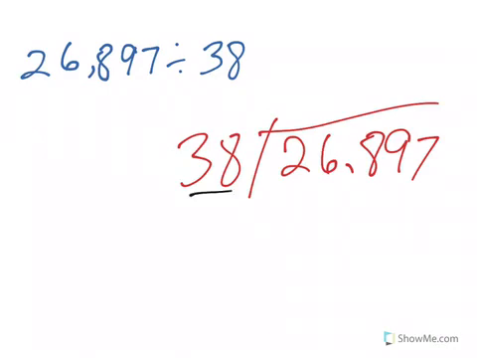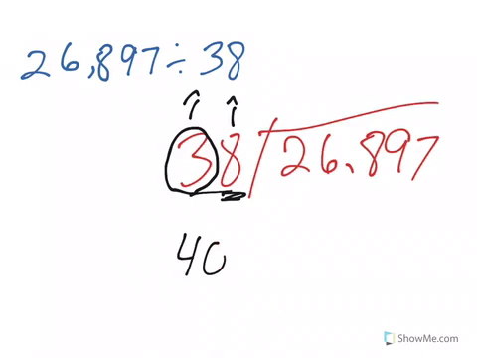Okay, 38. If I'm going to round that, I'm obviously going to go to my nearest 10. This is my tens place. The 8 tells the 3 to go up, so we end up with 40. 38 is close to 40.